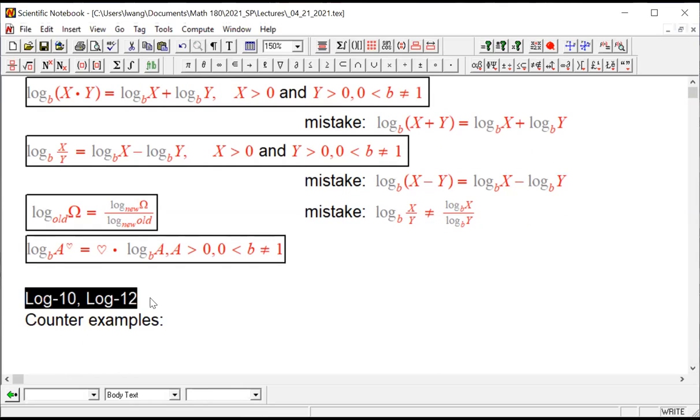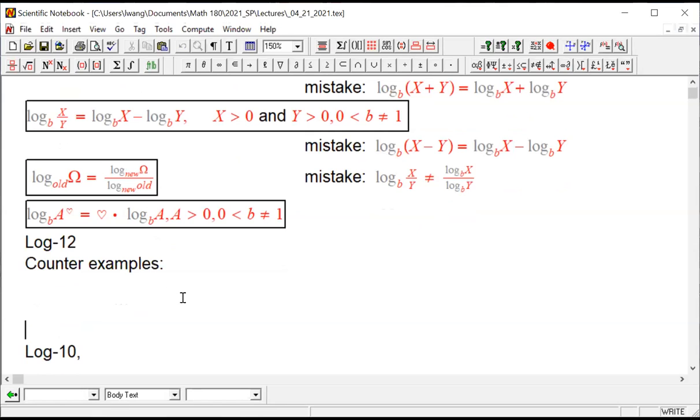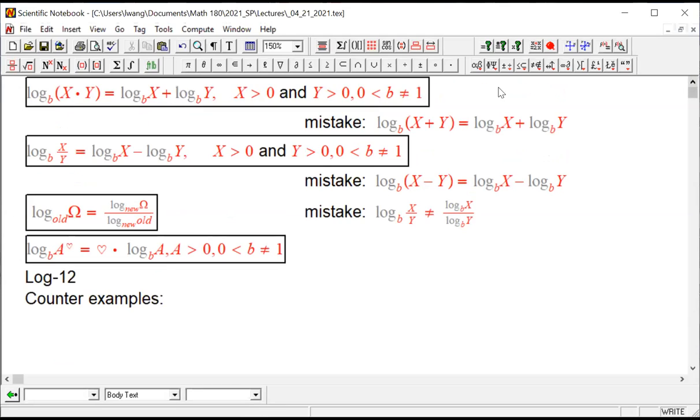Okay, we're going to be doing log 10 and log 12, but we're going to do log 12 first. I'm going to do log 10 later. Log 10 is about applying the change of base formula and anything else that we have learned before. Okay, so we're going to do log 10, log 12 today. Okay, so I want to show you the other perspective that these are mistakes. Do you follow me?